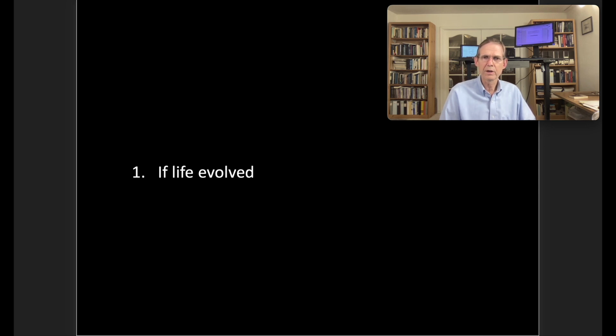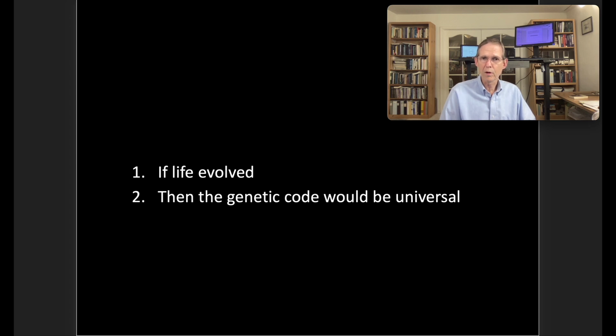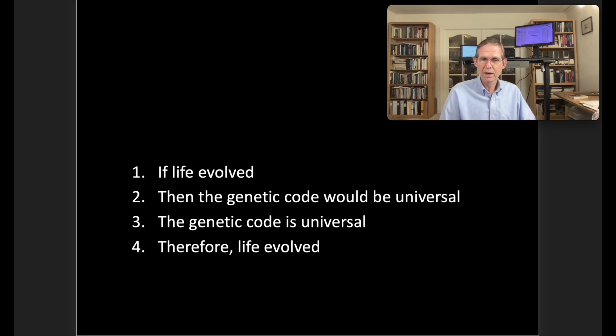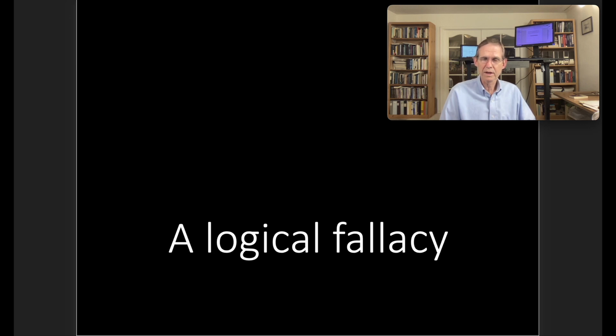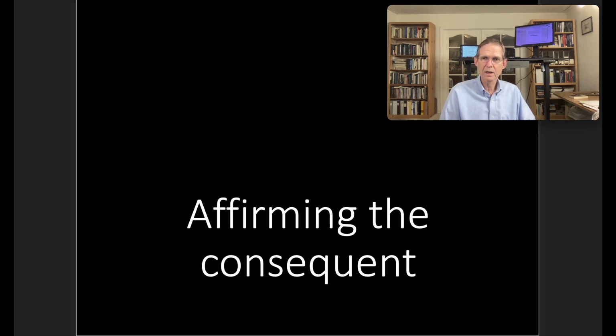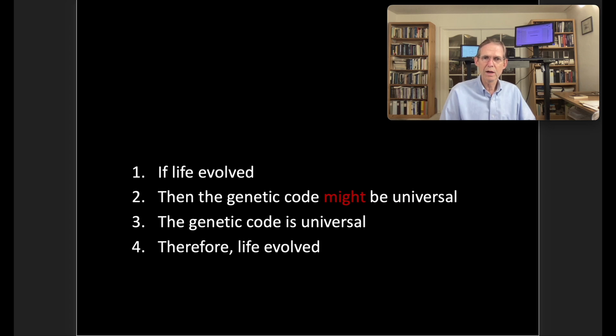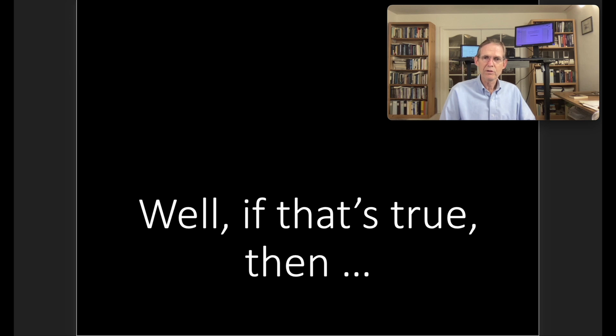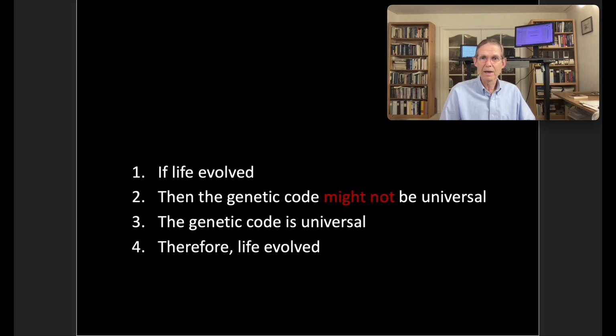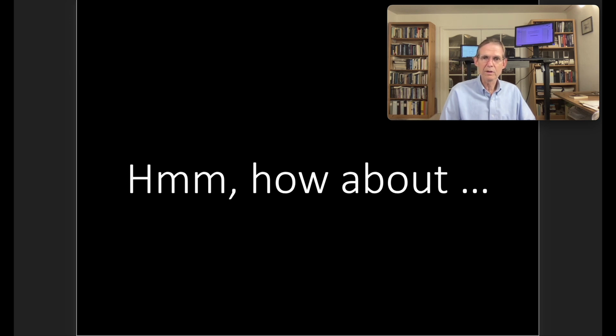Well, let's take a look here. How about if life evolved, then the genetic code would be universal. The genetic code is universal, therefore life evolved. Well, that doesn't work. That's a logical fallacy, affirming the consequent. How about if we changed it to if life evolved, then the genetic code might be universal? Well, if that's true, then the genetic code might not be universal, so that's not going to work.